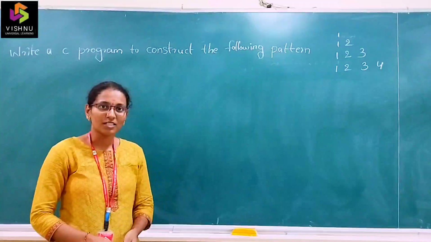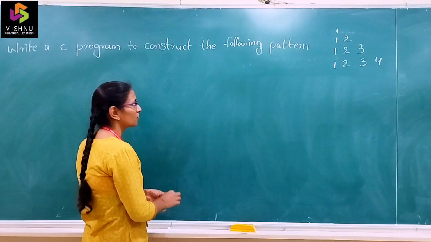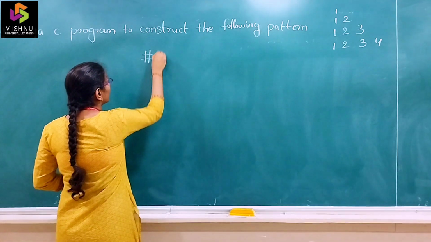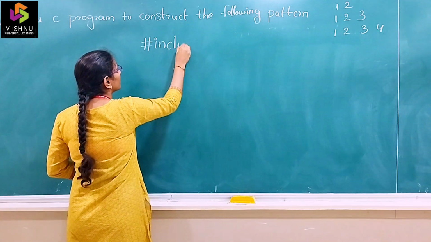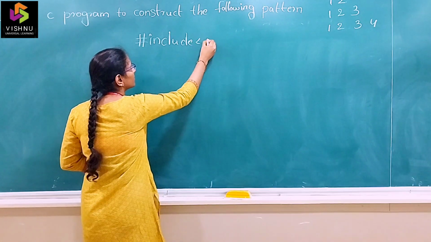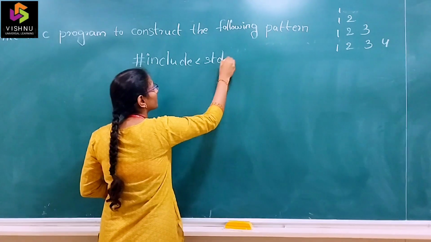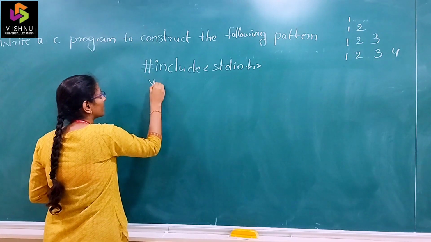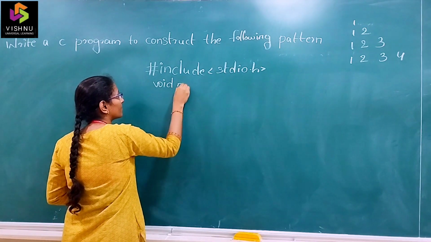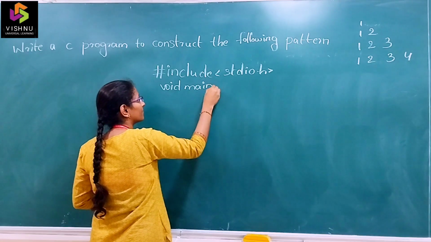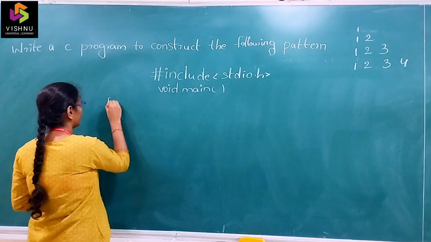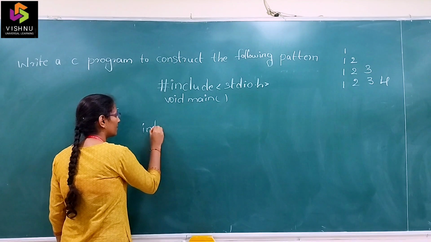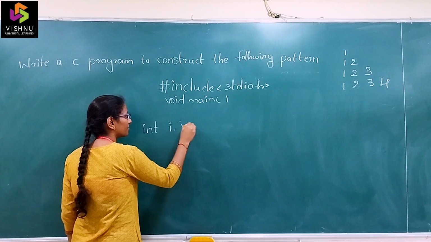I will explain the logic while writing the code. So let me write the code first. Going to declare two variables of int data type, int i, j.